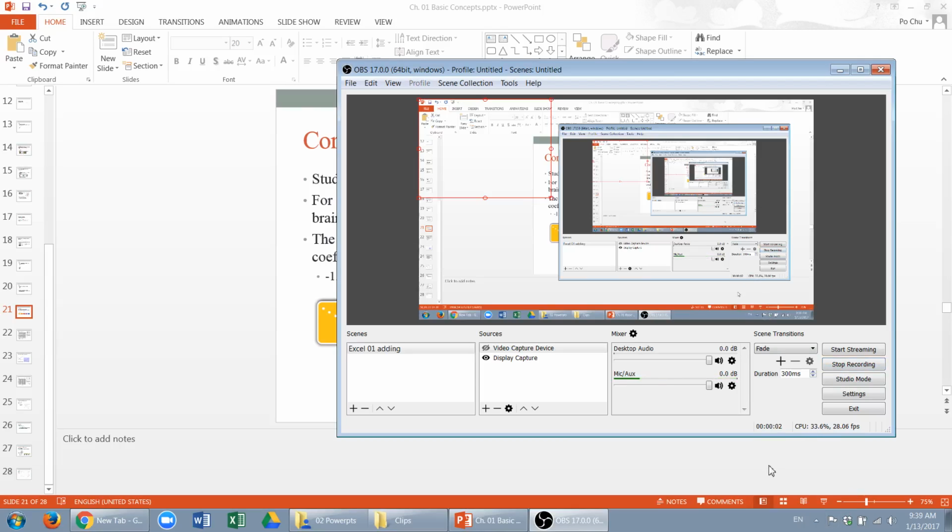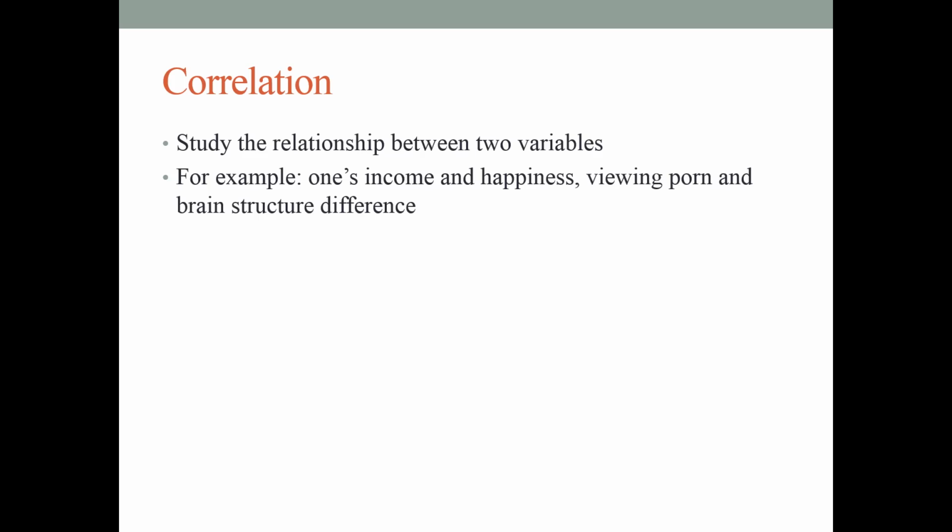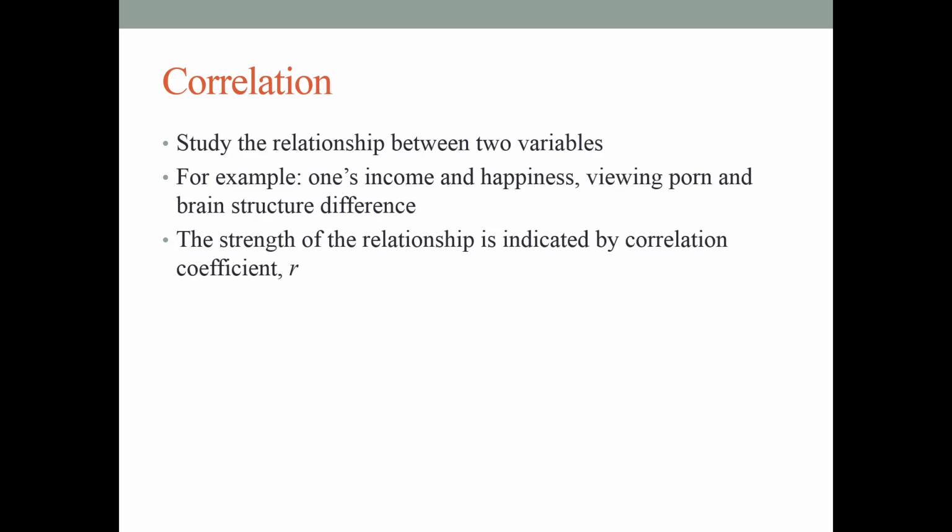Alright, guys. So now, finally, let's take a look at correlation, which is a very important concept. Correlation studies a relationship between two variables. So, for example, one's income and happiness, or viewing porn and brain structure difference, which we will talk about later. Now, the strength of the relationship is indicated by the correlation coefficient, this little r.